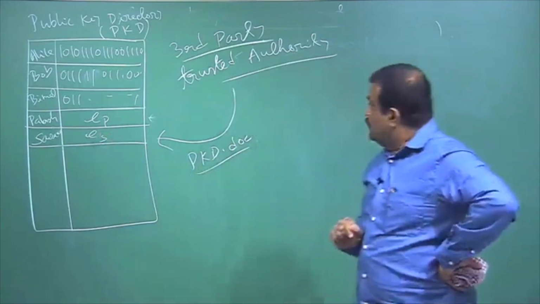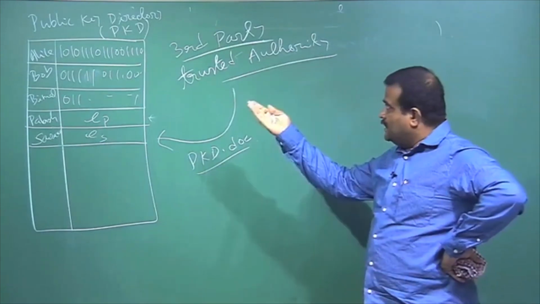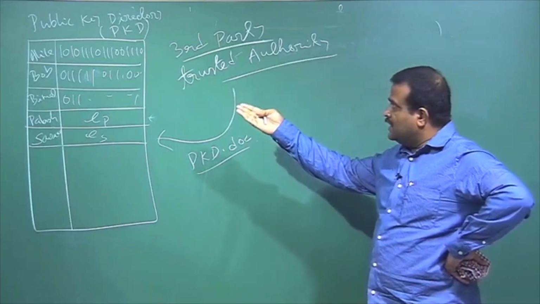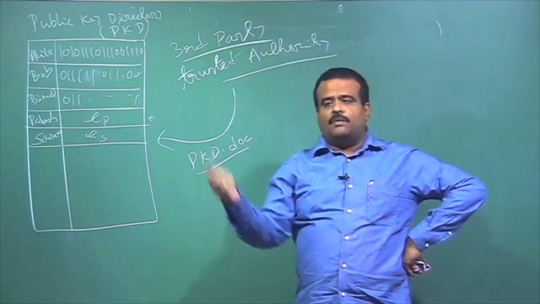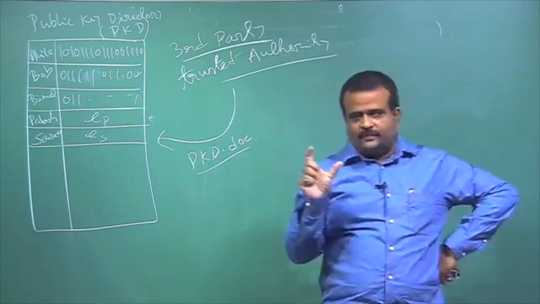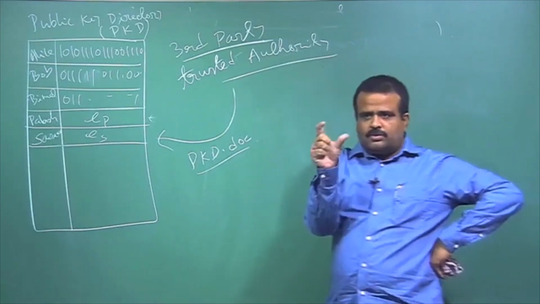Okay. So, the trusted authority can publish this public key directory in book form, like we have a telephone directory, the telephone book, the big yellow book.